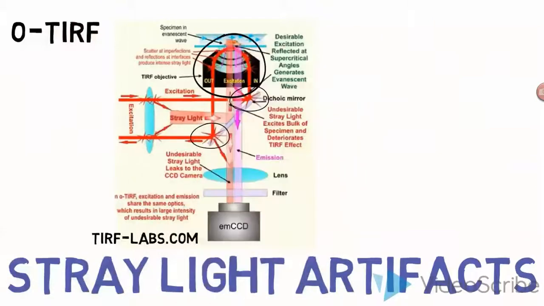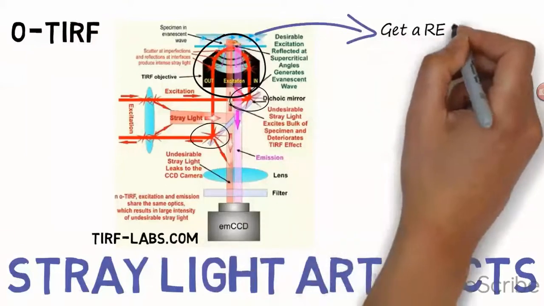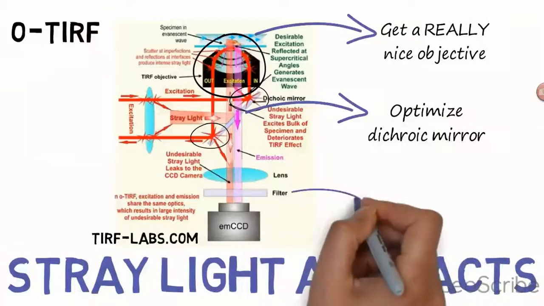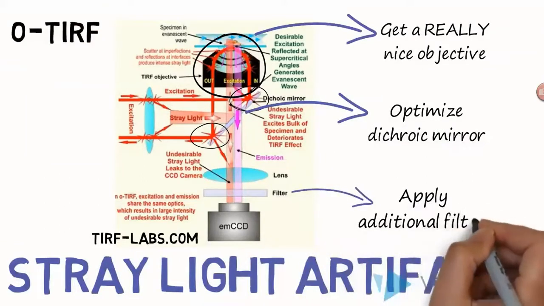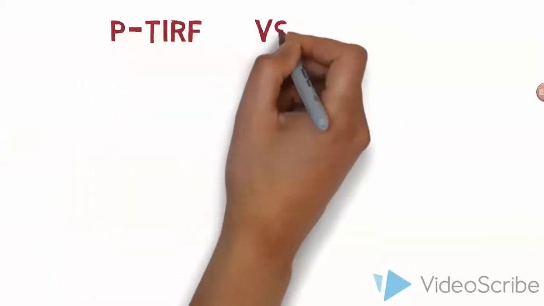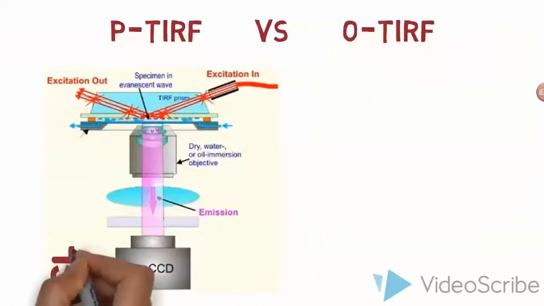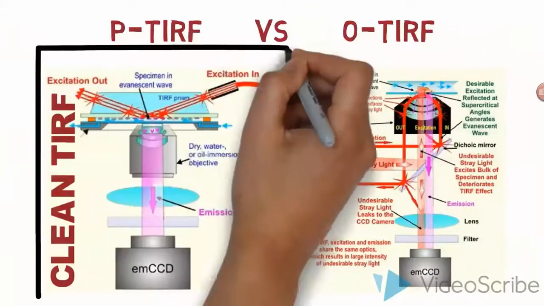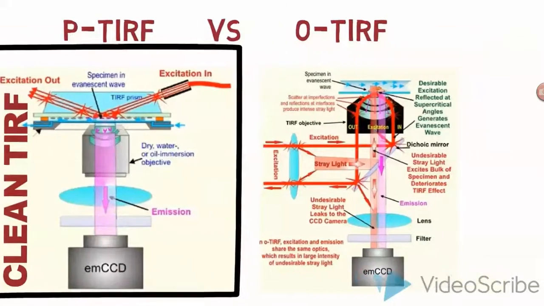This can be minimized by optimizing the optics, particularly the objective lens and the dichroic mirror. Additional filters can also help remove the excitation wavelength and scattering. However, p-TURF is often described to have a cleaner signal and better signal-to-noise ratio in comparison to O-TURF because of its naturally lower stray light interference.